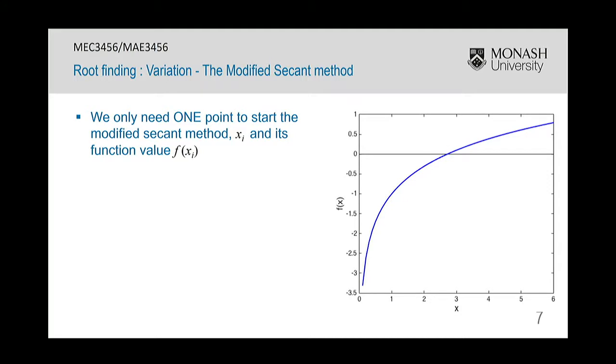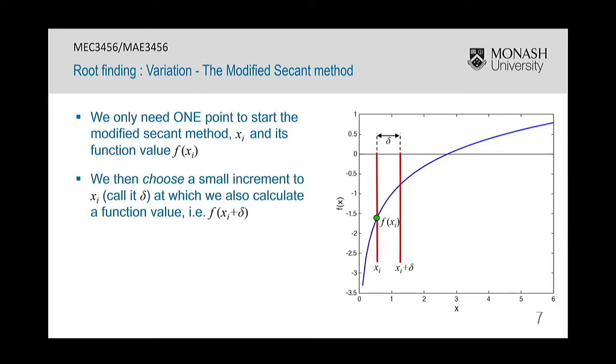The final variation is what's known as the modified secant method, and a little bit like Newton-Raphson, you only need 1 point to start the modified secant method. So again, you calculate the function value, f of xi at our guess, xi. We then choose a small increment. Let's call that small increment delta, and we calculate the function value of f of xi plus delta. So that's that green point there.